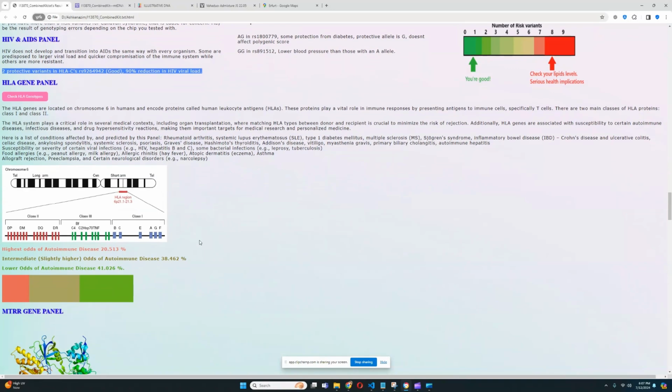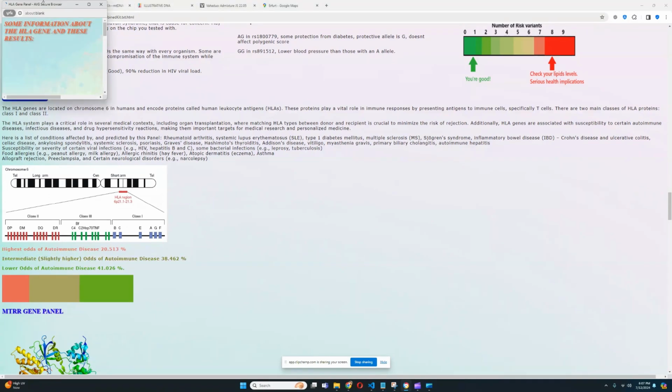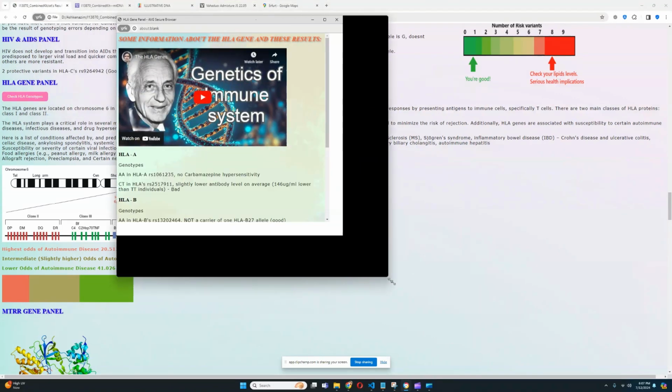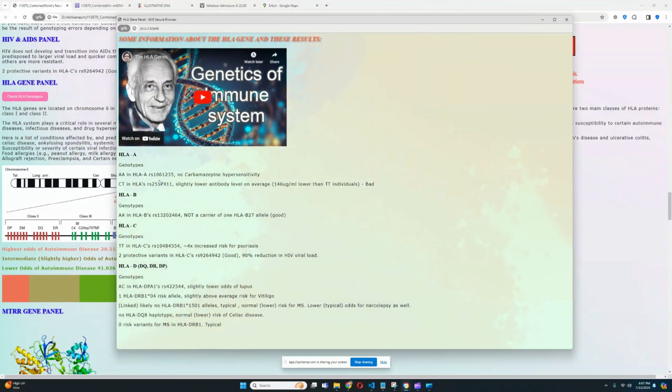And for the HLA gene panel, we do see very high odds for autoimmune disease and intermediate odds for autoimmune disorder. So let's look at the HLA genotypes and see what contributed to this result. So this is kind of unfortunate. This did contribute in a bad way to the result. This is really good. This contributed in a good way to the result. This is also really good. This also contributed to the result in a very good way. This right here contributed to the result in a bad way. It's kind of a mix.